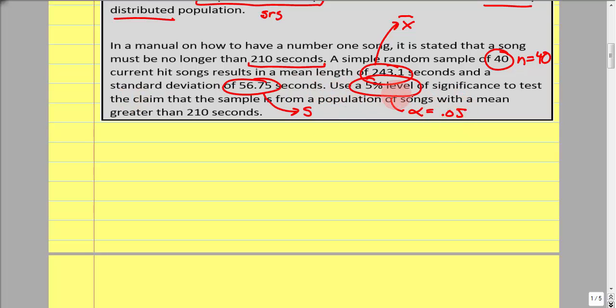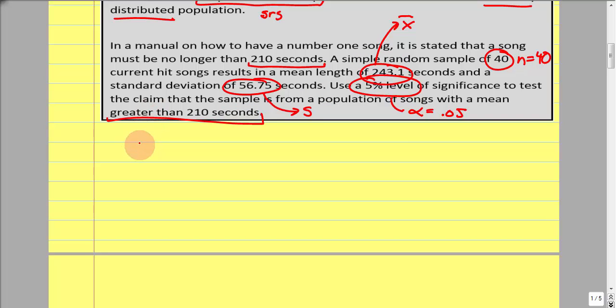It says use a 5% level of significance to test the claim that the sample is from a population of songs with a mean greater than 210 seconds. It kind of seems like it is greater than 210. 243.1 seems greater than 210, but we'll have to run through all the steps to see.